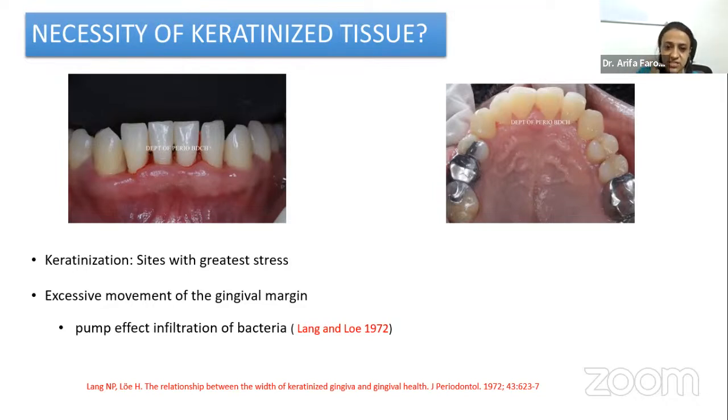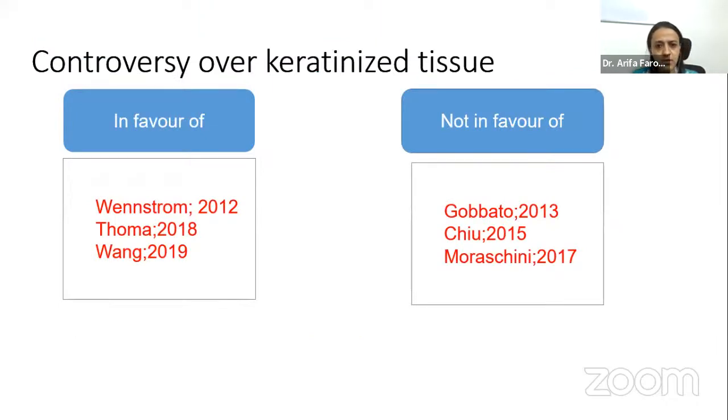Okay, so they suggested that there should be a minimum band of 2 mm of keratinized gingiva or the attached gingiva around natural teeth. However, other authors said that no, it depends on individual to individual. Some patients who can maintain their oral hygiene in a much better way don't need attached gingiva at all. So there was a controversy whether one should go for the augmentation of keratinized tissue or not. A similar kind of controversy was also seen in the peri-implant tissues as well.